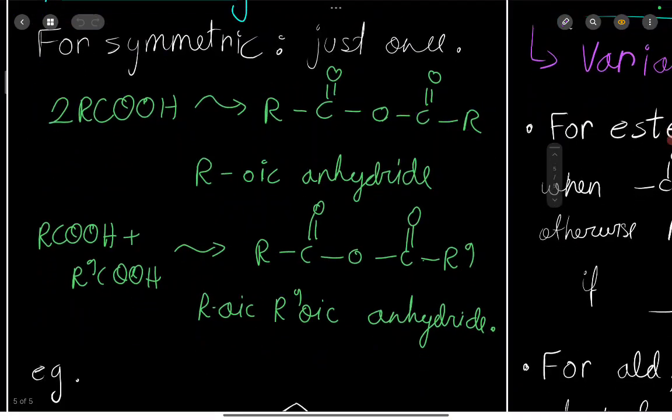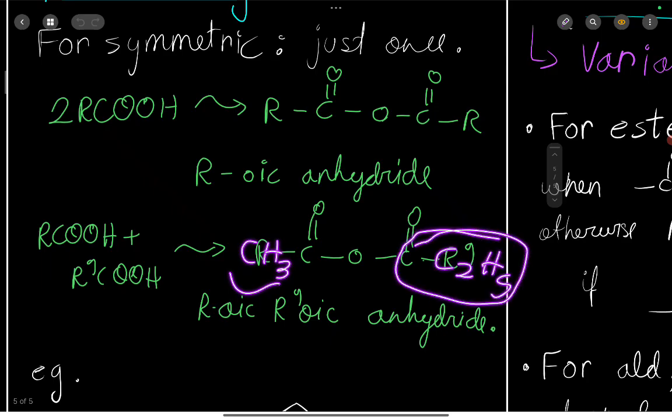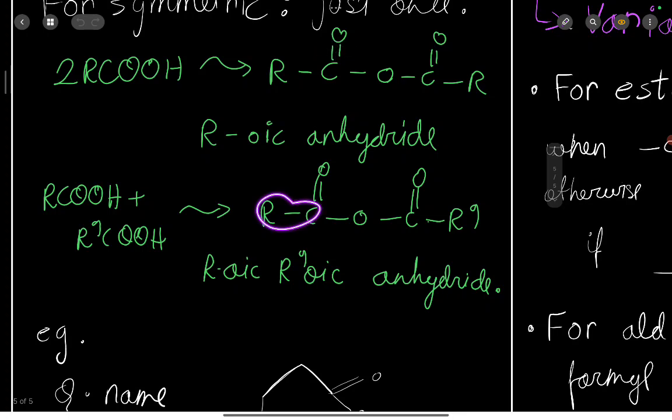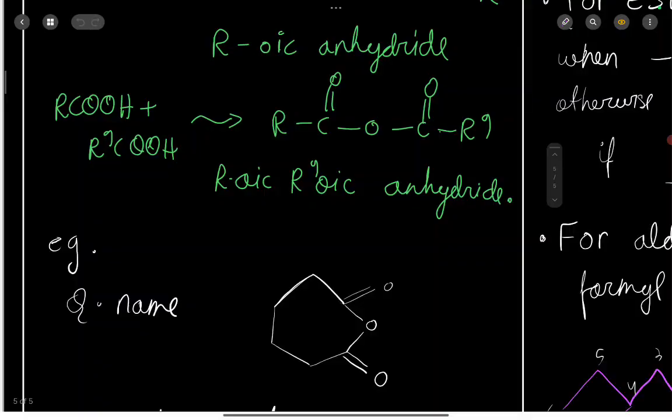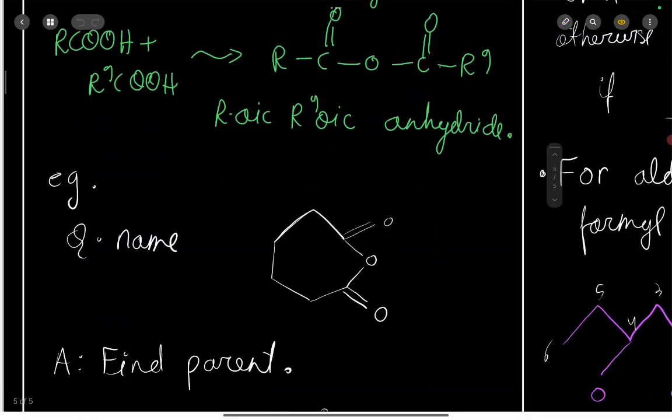But say it's unsymmetrical, like here there is a methyl group and here there's an ethyl group. So in totality there are 3 carbons on one side and 2 carbon atoms on the other. So this will be ethanoic propanoic anhydride. If it's unsymmetric, you have to write both the names, and if it's symmetric, only one name is enough. But what if it's like this?